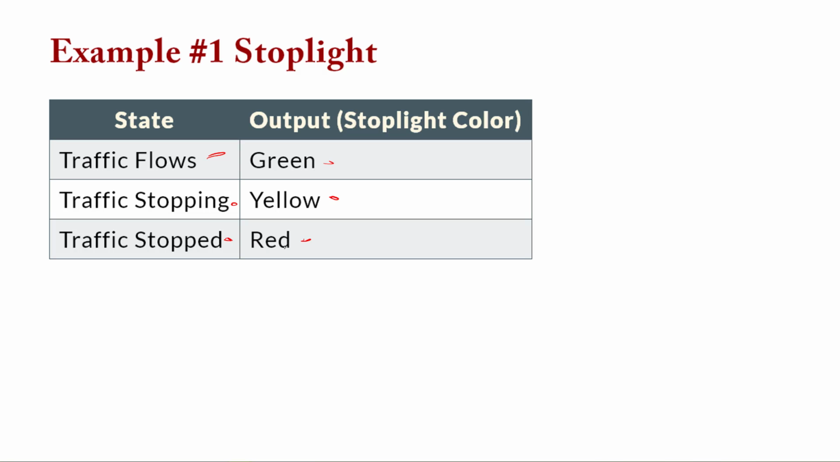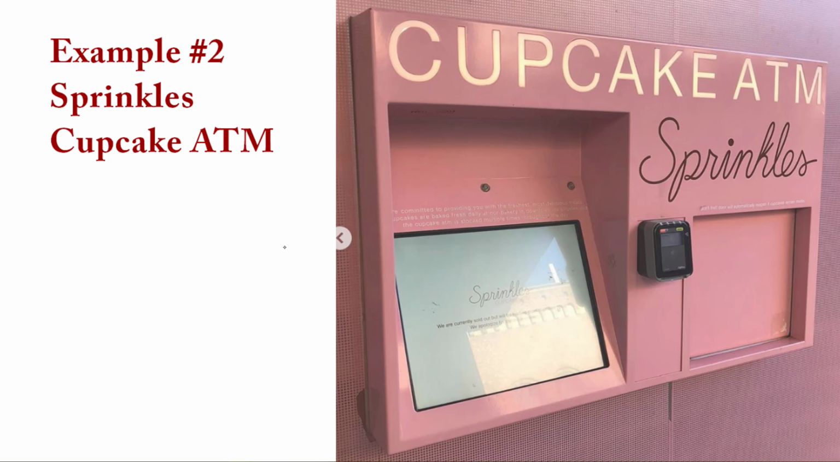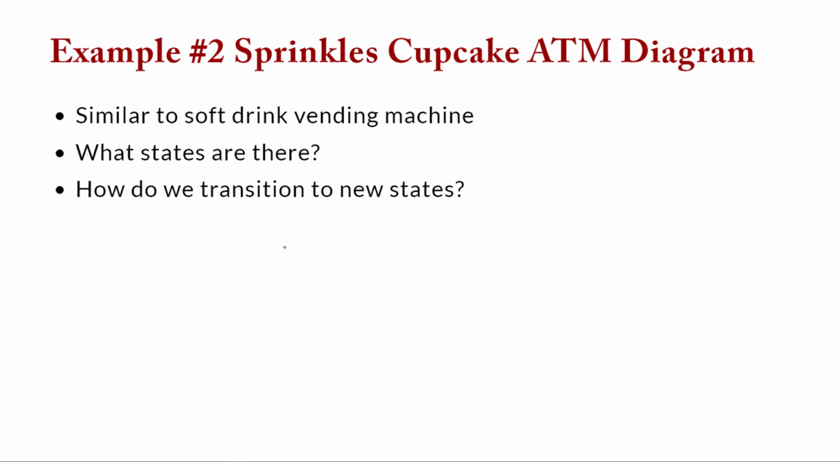Let's look at another example, a much tastier example. So, right, the Sprinkles cupcake machine, it's basically an ATM, but it dispenses delicious cupcakes. And so ponder this for just a second. Maybe you've seen it, maybe you've used it, you can imagine a vending machine. Think about what are the different states that the cupcake machine can have, and how do we go from one state to another?